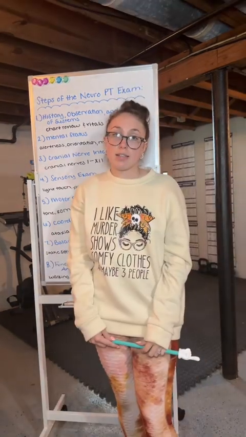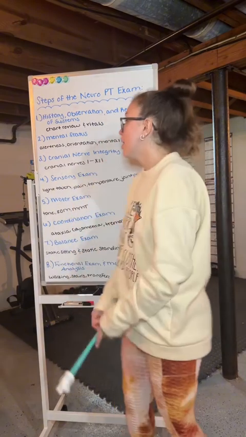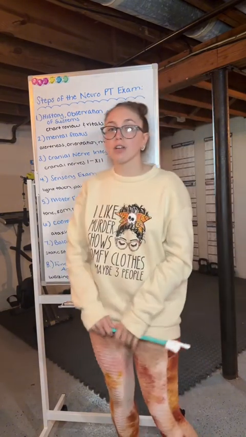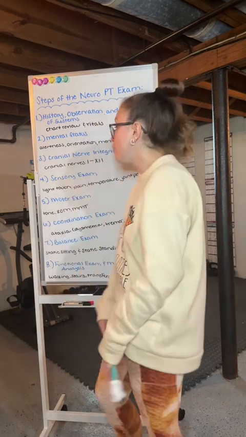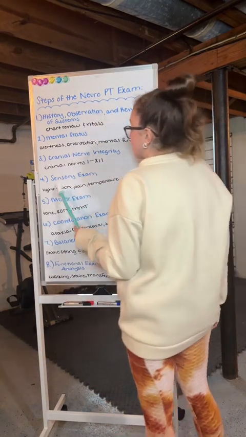The third thing we want to assess is cranial nerve integrity. Cranial nerves 1 through 12 each have their own individual exam that can let us know if those nerves are intact or not. Moving on, our fourth section is the sensory exam.